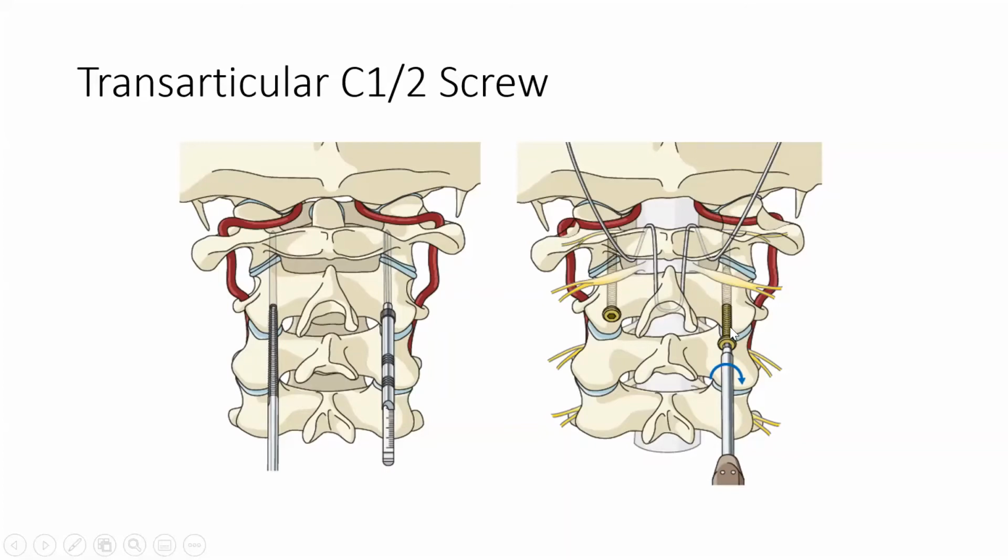So this is a technique. You basically go straight ahead. It's a straight screw across the C1-2 joint on both sides. And I've done lots of these. You get medial to the artery.